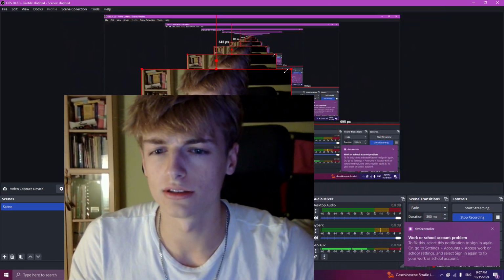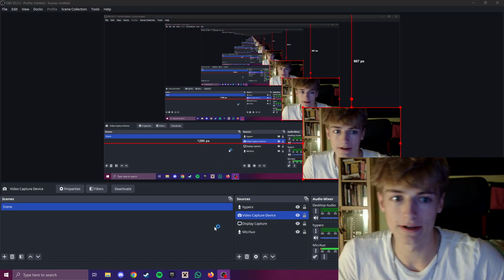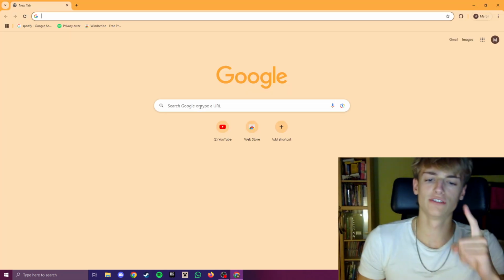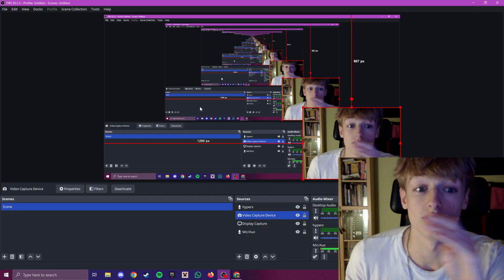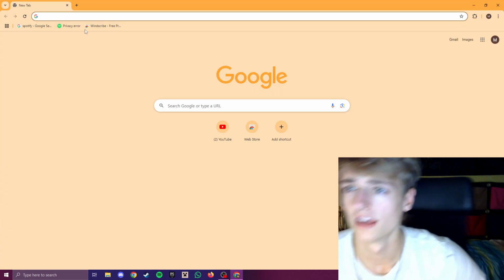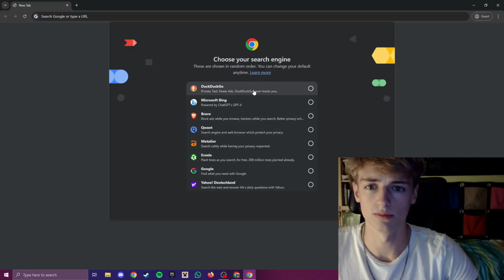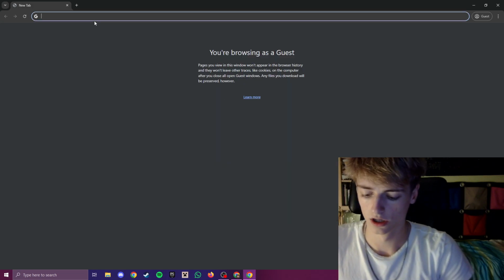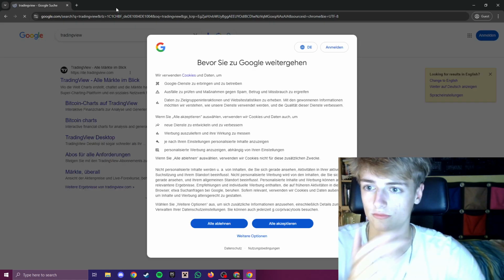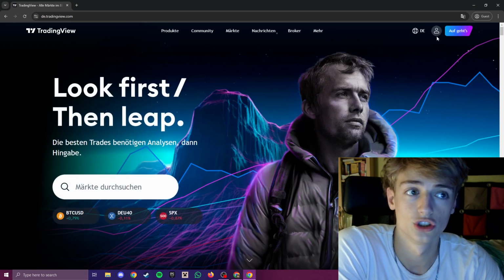So I'll make my window a little smaller. Close Steam and open Chrome. First things first, we're doing a lesson starting from zero, so you don't know anything, okay? We first have to make a TradingView account. If you go to TradingView, literally just click the first link and make an account. Just do that.